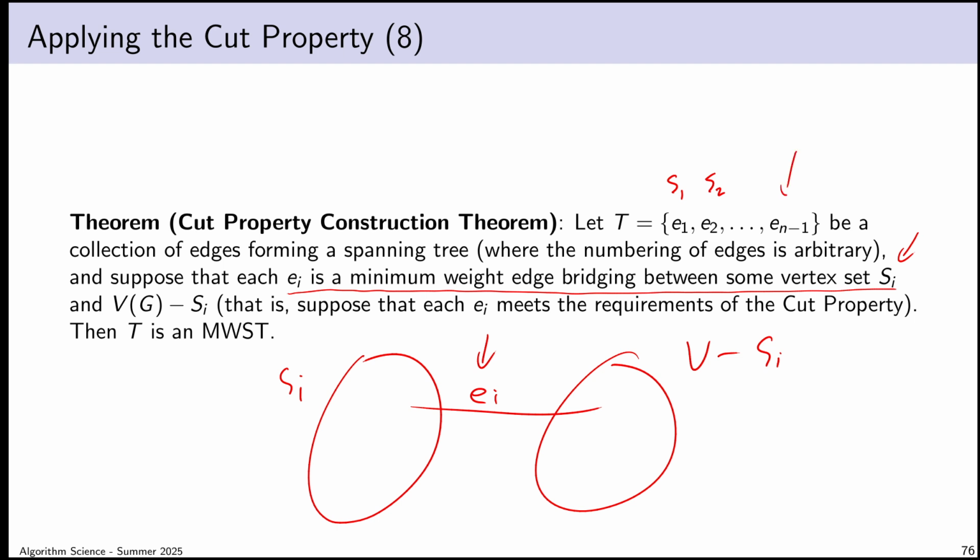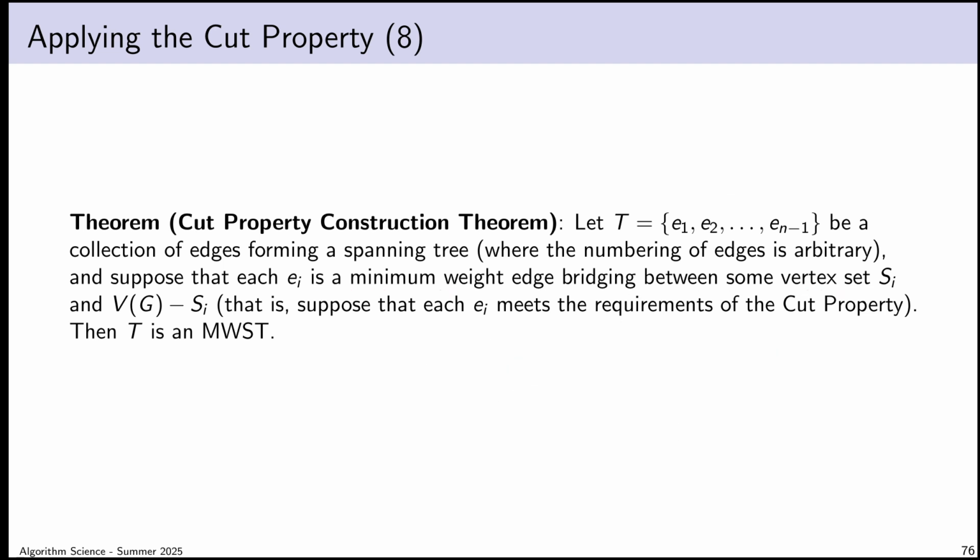So what I have here is a spanning tree of edges E1, E2, E3 up to E_{n-1}, such that for each of those edges, there is some set, we'll call it S_i, such that E_i is the minimum weight bridging edge between S_i and the rest. That is, the cut property tells us that E_i must be in some minimum weight spanning tree. If you can create a spanning tree where every edge has that property, then you have a minimum weight spanning tree.